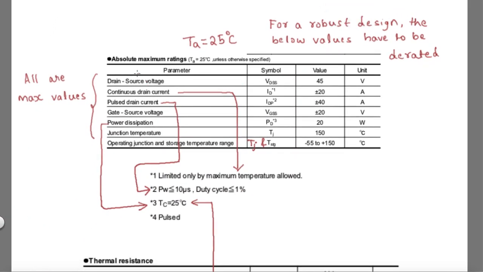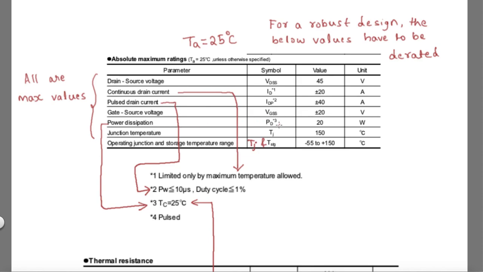Absolute maximum ratings, specified at 25 degrees Celsius unless otherwise specified. Drain source voltage VDSS 45 volt, continuous drain current plus or minus 20 amps, limited only by max temperature allowed. Pulsed drain current IDP plus or minus 40 amps. Gate source voltage VGSS plus or minus 20 volt.